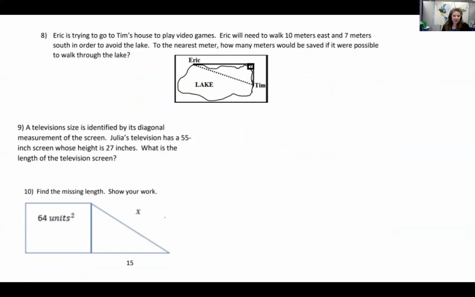Number 10, find the missing length. All right, so if this square has an area of 64, what number times itself is 64? Well, this is 8, right? So to find this, you'd have to find the square root of this number to find the length of each side of the square, because they're giving us our area. So basically, we have a triangle with legs 8 and 15, and we want to know what the hypotenuse is.